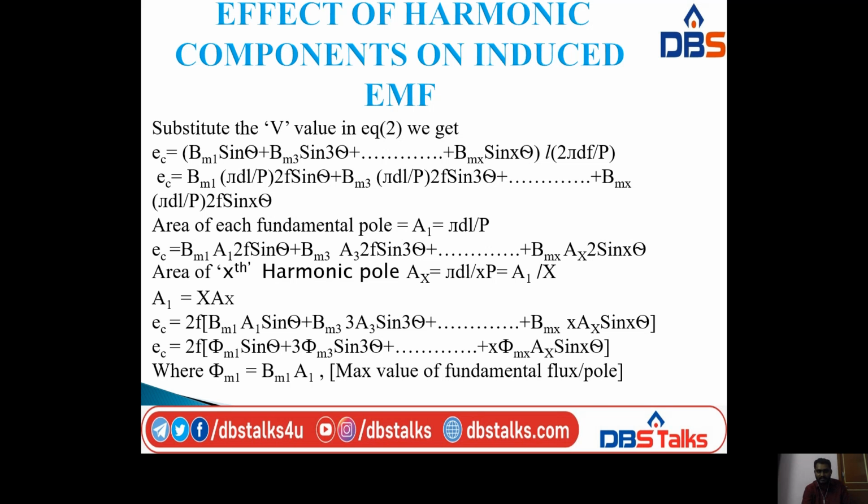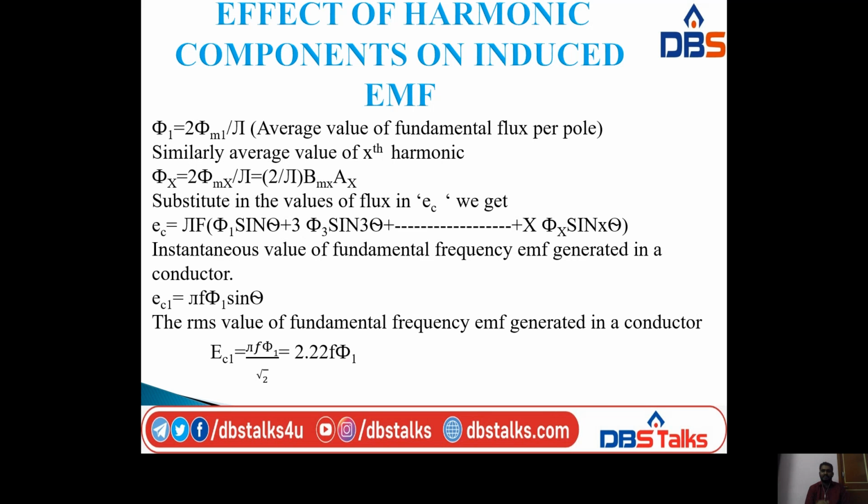So from this one I am writing phi 1 is equal to 2 into phi m1 by pi. So that is the average value of fundamental flux per pole. Similarly, average value of x the harmonic is phi x is equal to 2 into phi mx by pi. So that is equal to 2 by pi into bmx into ax.